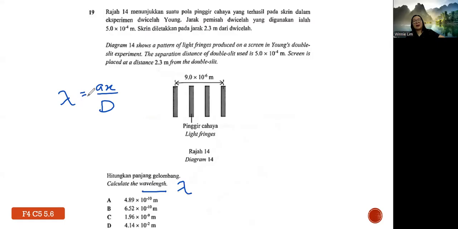Okay, so what is a? a is the distance between the two slits of the double slit. Then D is the distance from the double slit to the screen being measured, which is 2.3. And what you see here is the idea of x. But here there is not only one x. How many x here? 1, 2, 3. So the distance between two consecutive bright fringes is called x. So here you have 3x equals 9 times 10 power negative 6. So you find out what x is first: 3 times 10 power negative 6 meter.